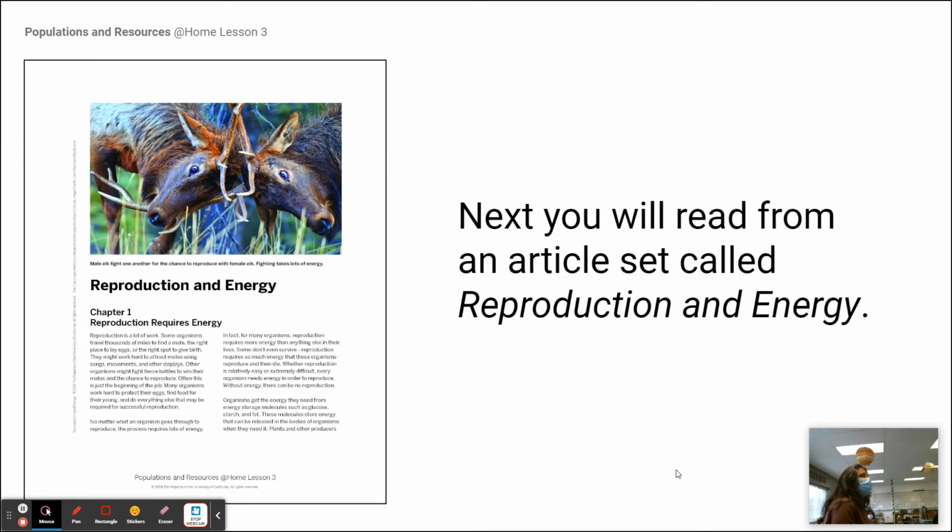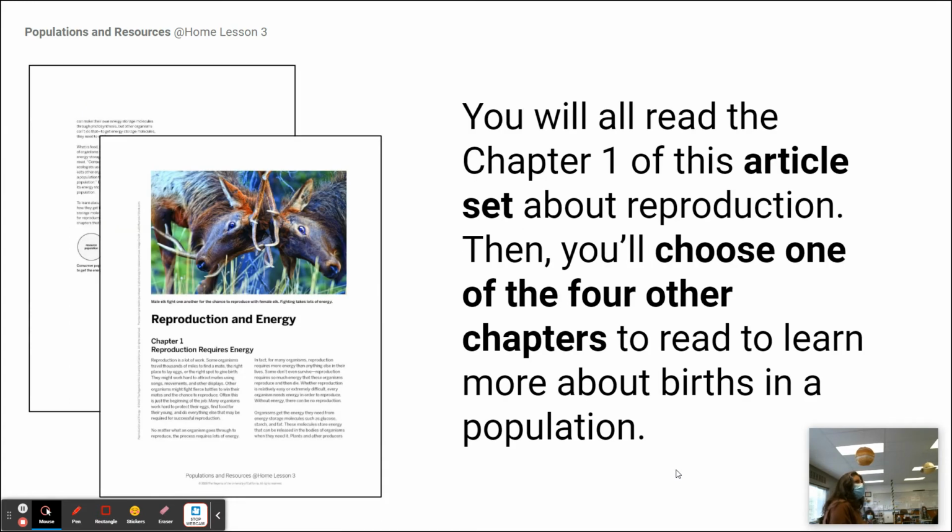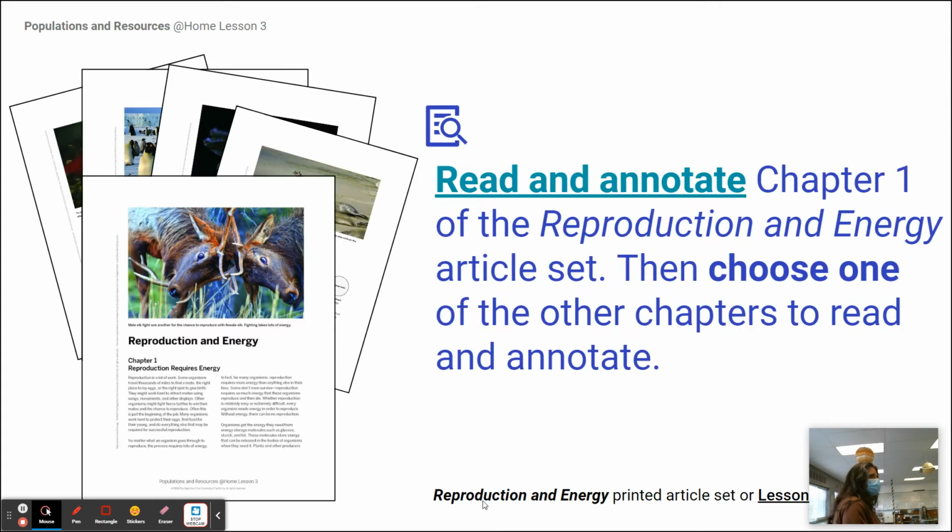So next you're going to read from an article set called Reproduction and Energy. You're all going to read chapter 1, okay, which is this little bit here and then a little bit on the next page. And then you're going to choose one of the other 4 chapters. So you're not reading all 5. You're going to read chapter 1 and then pick one other one that interests you to read to learn more about the births in a population. So you're going to read and annotate chapter 1, then choose one of the other chapters to read and annotate.